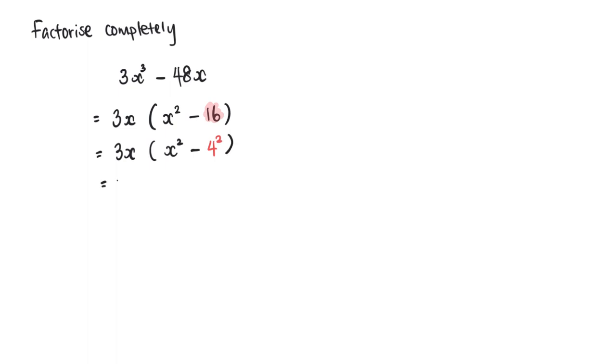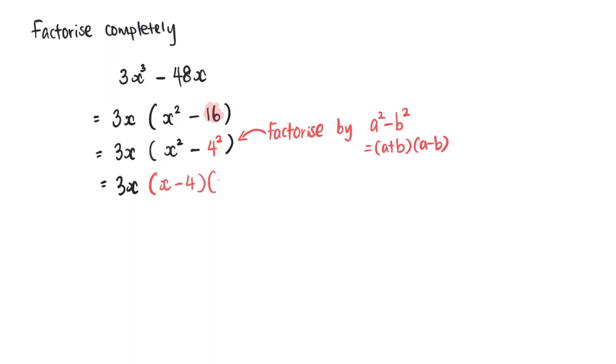And this means that I could further factorize the bracket by applying the special product of a square minus b square is actually equals to a plus b, a minus b. So this will be x minus 4, x plus 4.